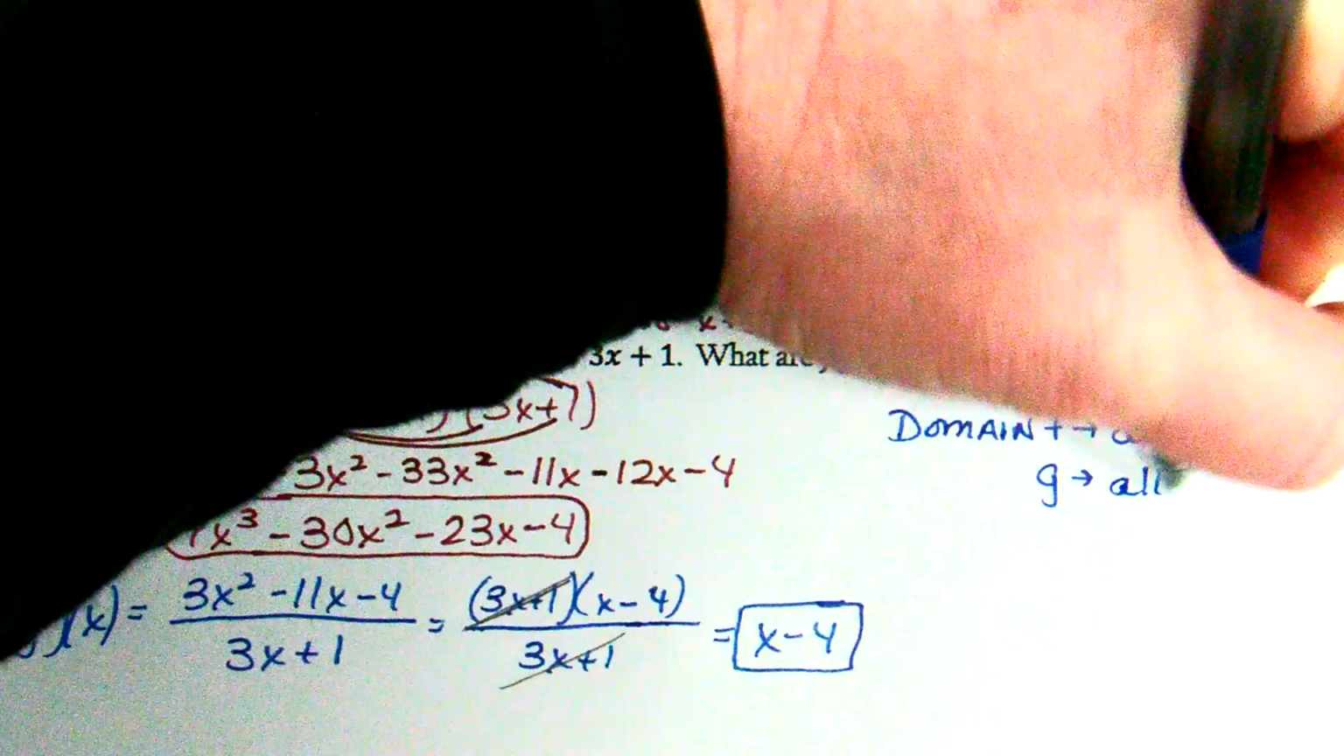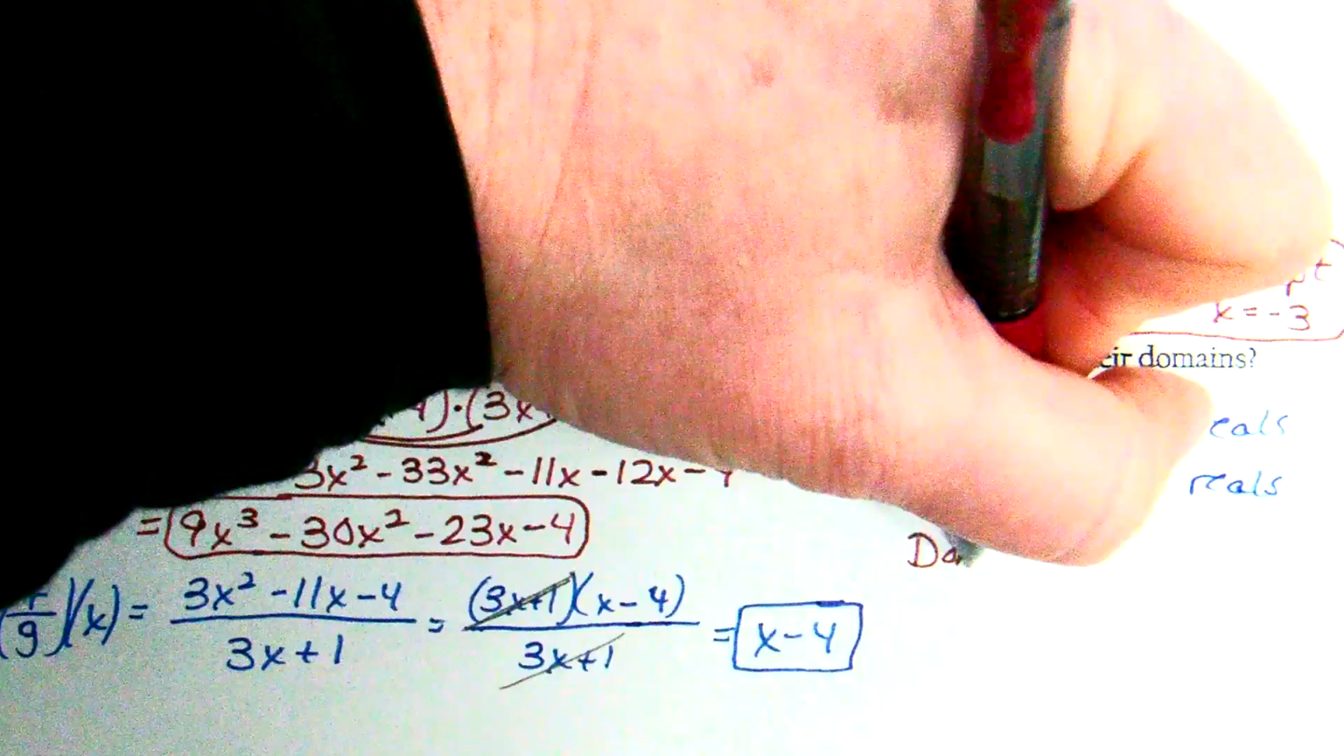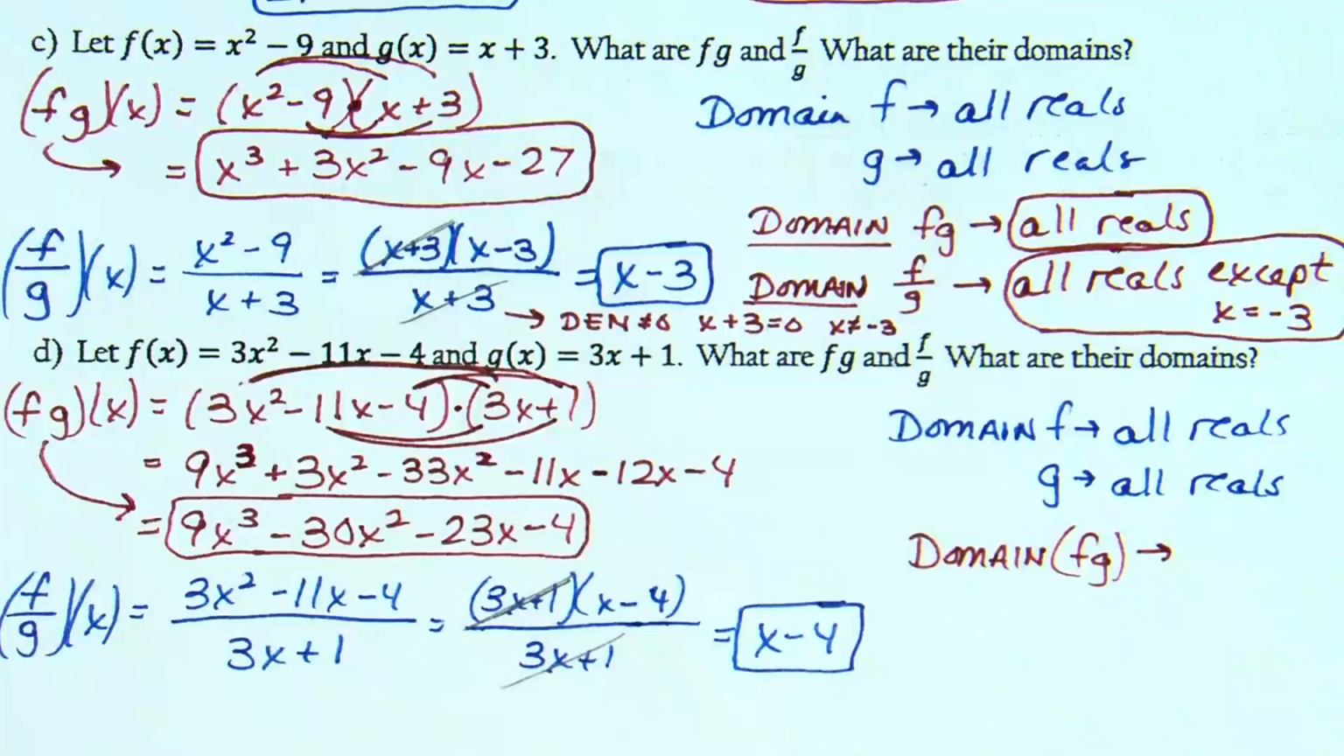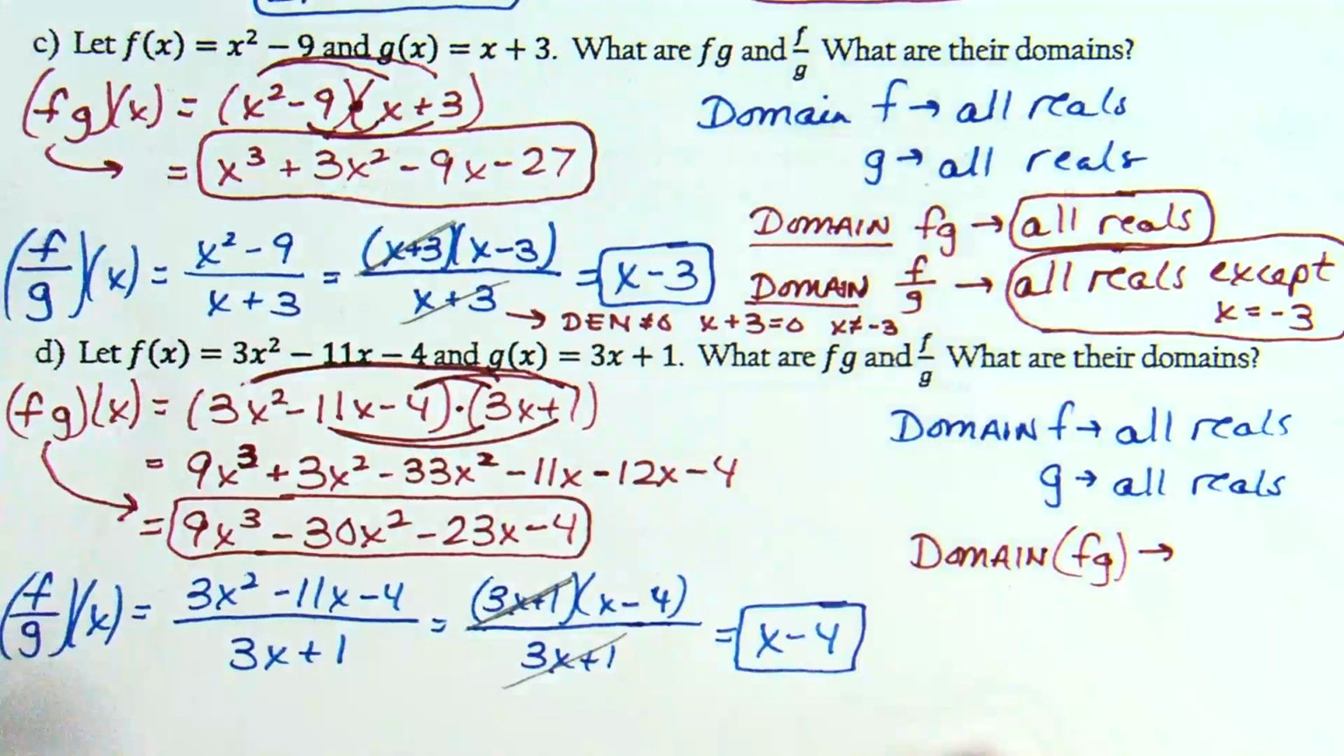Now, f times g. Do I have any issues that arise? In other words, do any square roots appear? Do any fractions appear? No. Nothing happens there. So domain of fg is still all reals.